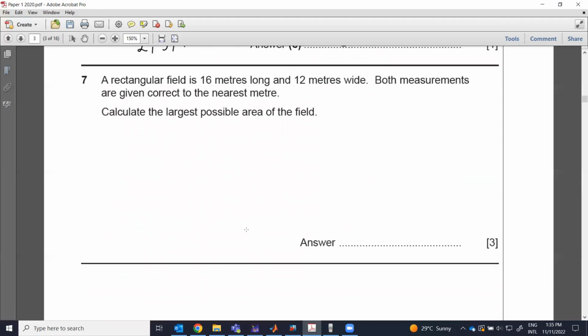Okay, question 7. A rectangular field is 16 meters long and 12 meters wide.